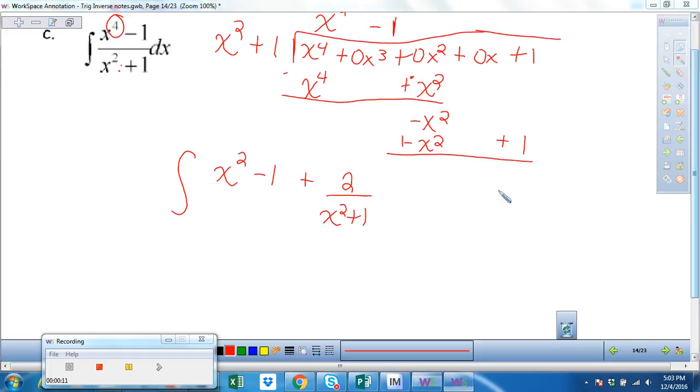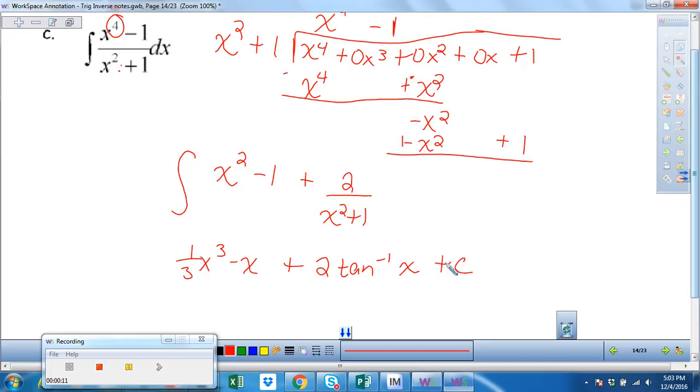Don't worry, it's not that bad. Integrating this, I get 1/3 x cubed minus x plus, this is tan inverse, so this would be 2 times the tan inverse of x. That's pretty much it. I told you once you did that, it wasn't bad at all. Just had to do the long division.